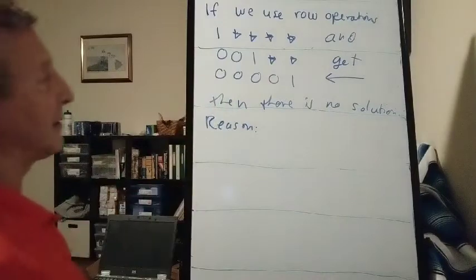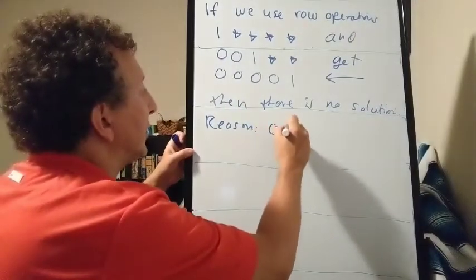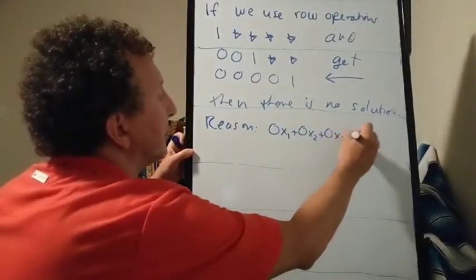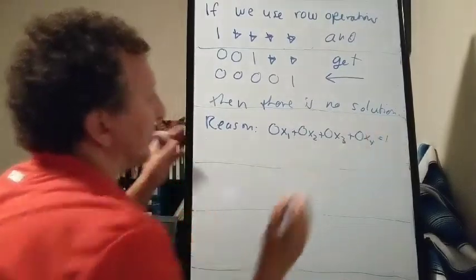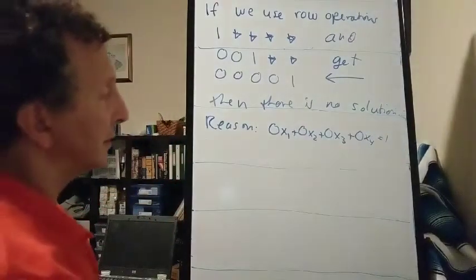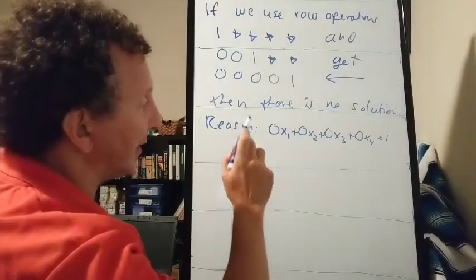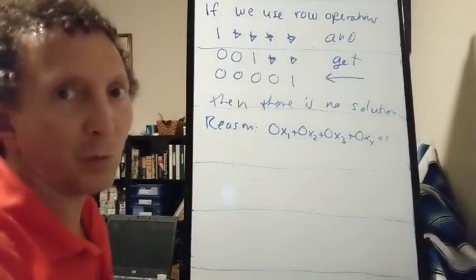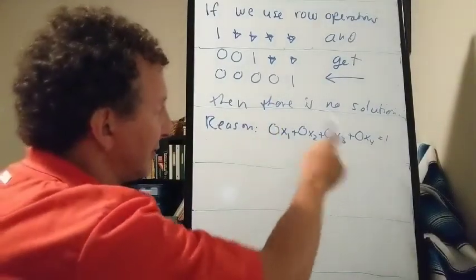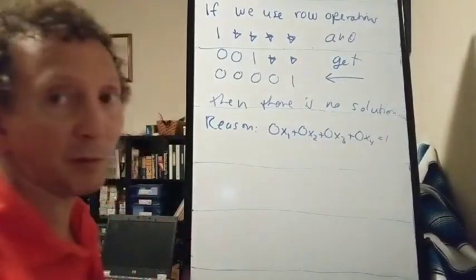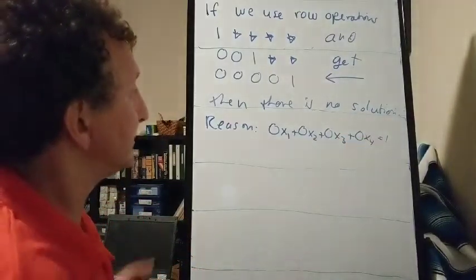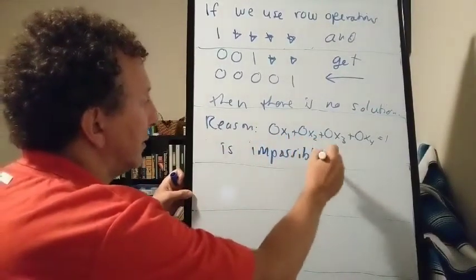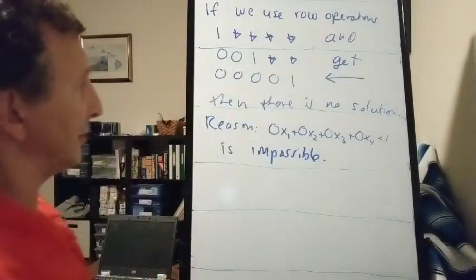And the reason is, well, let's look at this last equation. What is it saying? It's saying that 0x1 plus 0x2 plus 0x3 plus 0x4 equals 1. But there aren't any numbers x1, x2, x3, and x4, so that if you take the zero linear combination of them, you get 1. Because this left-hand side is 0. We have 0 equals 1, which is impossible. So that's how we realize that there's no solution.